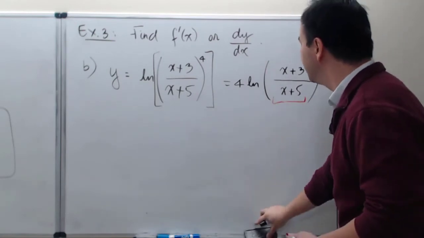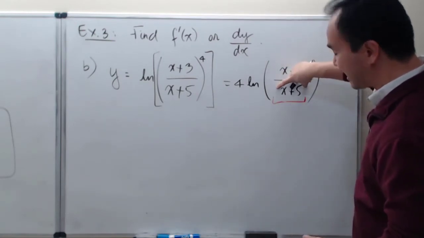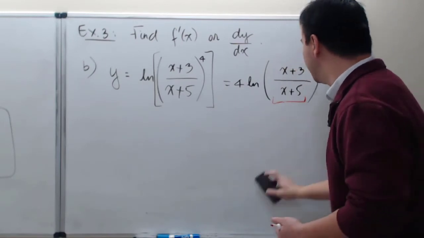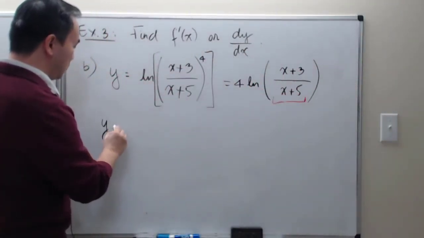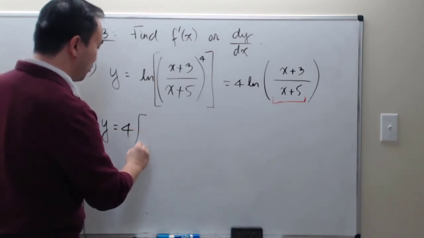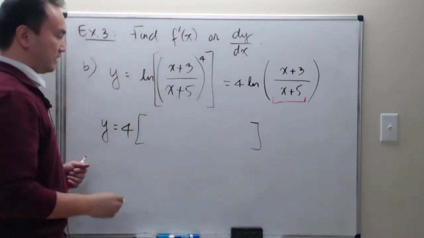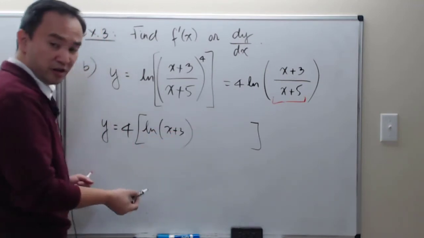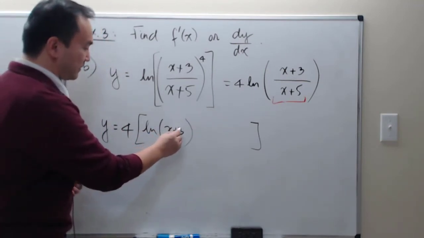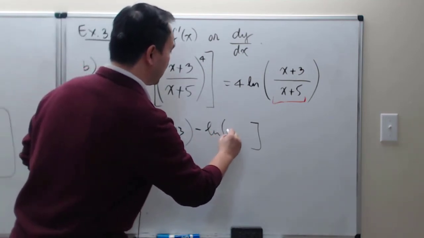Right here, this is A, the numerator. All that x plus 5 is B, the denominator. And we have a total coefficient 4. So in the next step, I would write y equals 4, and I'm going to open a pair of brackets right here. But now I'm looking at the logarithm of x plus 3, natural log, minus natural log of x plus 5.